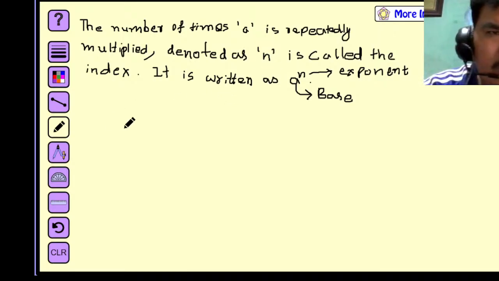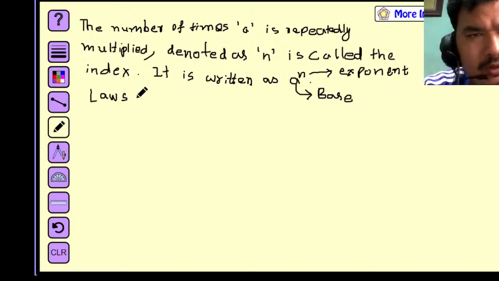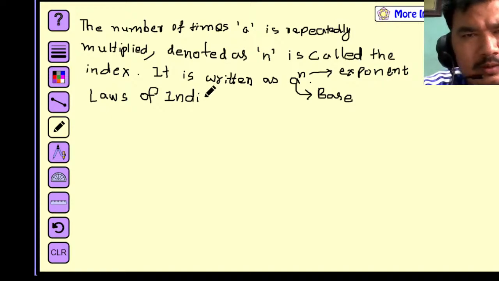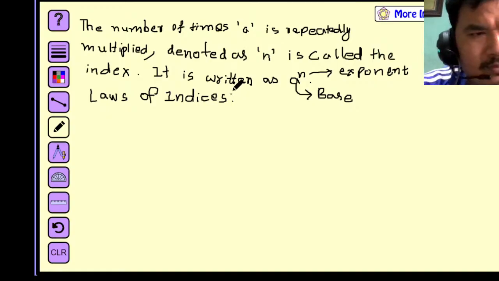Now here I am going to show you the laws of indices. The first one is here.